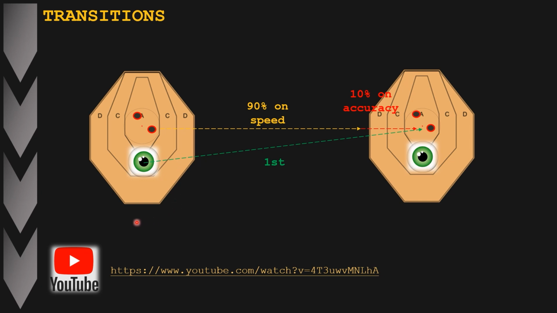An important point to add is that if the targets are closer together than 1 meter, forget about the 90% speed, you only focus on accuracy. But the principle related to shifting the eyes and transitioning the eyes remains the same.